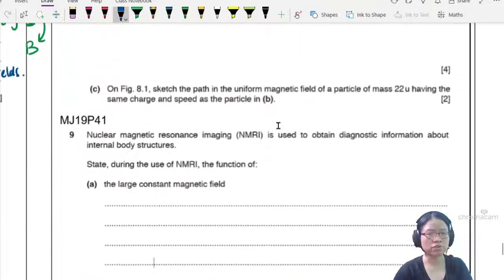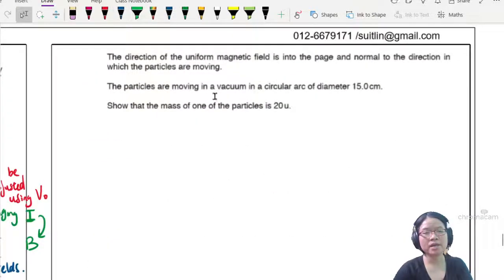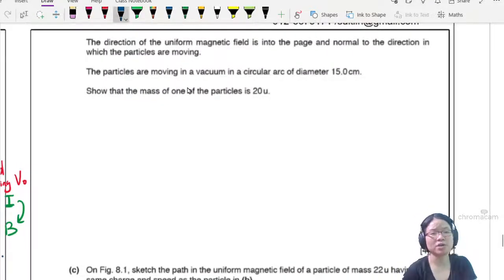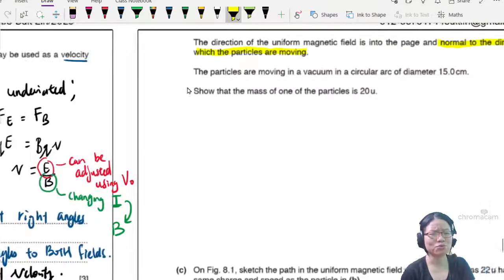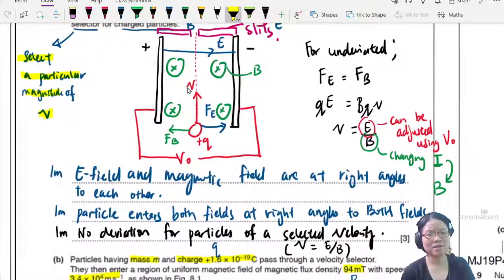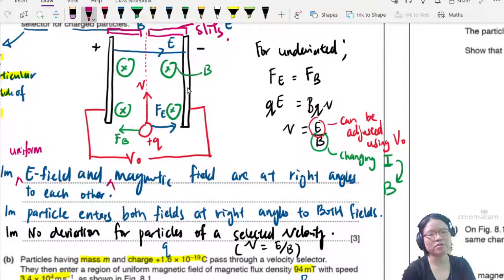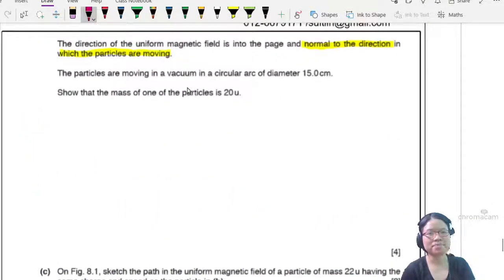It will rotate inside the magnetic field. Watch the video to figure out why it moves this way. The direction of uniform magnetic field is into the page and normal to the direction in which the particle is moving. Wow, so nice, they give a hint to part A. If you know what to write in part A. To make this better, I will add the word uniform in front of electric field, magnetic field, in case they didn't mention it. Anyway, back to the question.